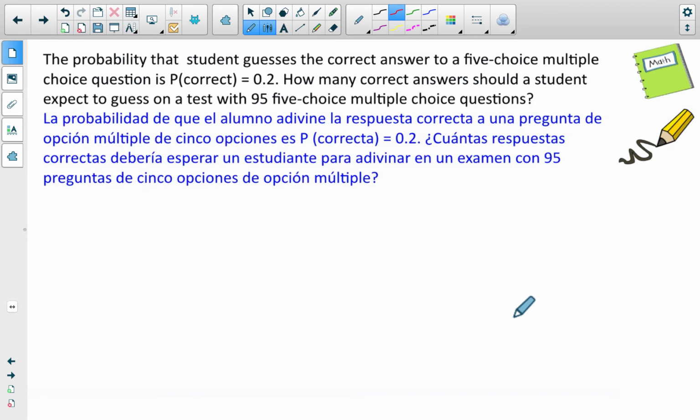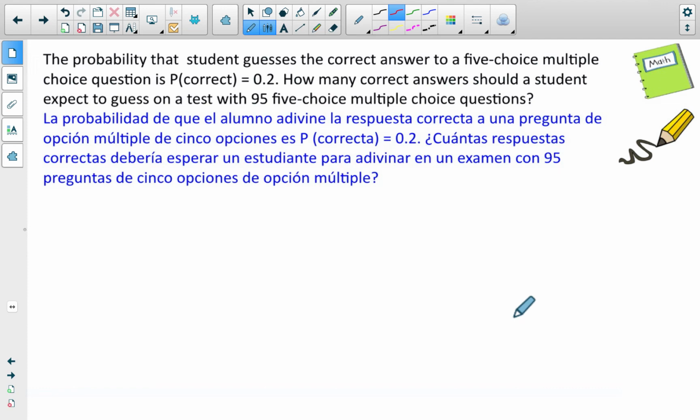Let's take a look at this example. Keep in mind, you're going to pause the video and write this down. The probability that a student guesses the correct answer to a 5-choice multiple choice question is P of correct is 2/10. And that means you have a 1 out of 5 shot, which is 2/10. How many correct answers should a student expect to guess on a test with 95 5-choice multiple choice questions?